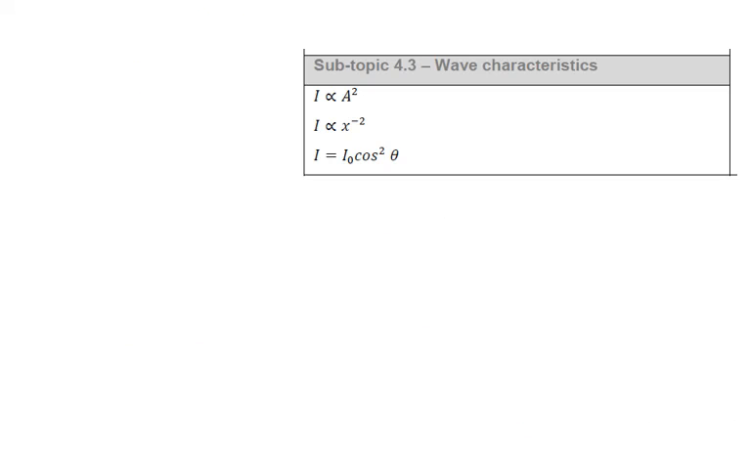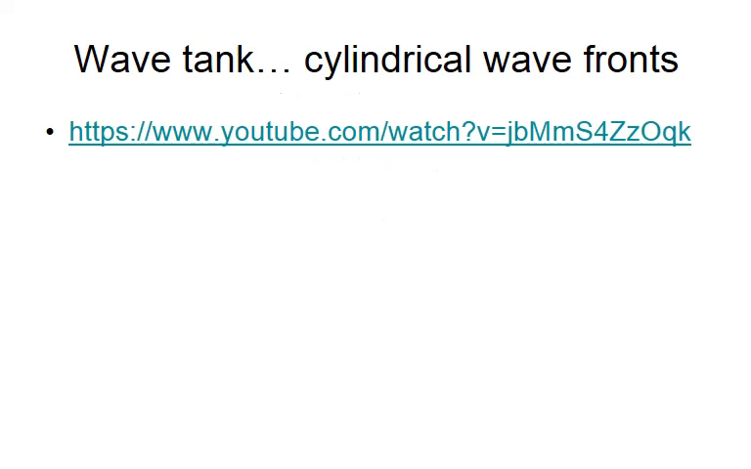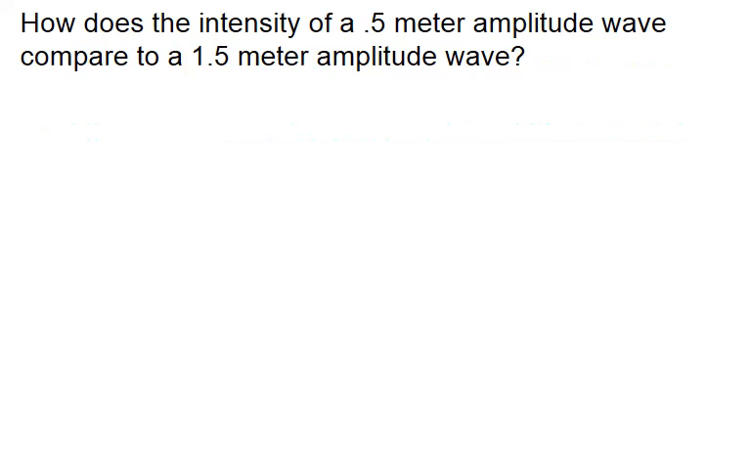So if you look on your data booklet under section 4.3, you'll see a section for wave characteristics. And we're going to focus here on these two right now. We're going to focus on this one later when we're talking about light and more specifically polarization. But let's take a look at these first two. Here's some cylindrical wave fronts, in this clip here, if you want to take a look at that.